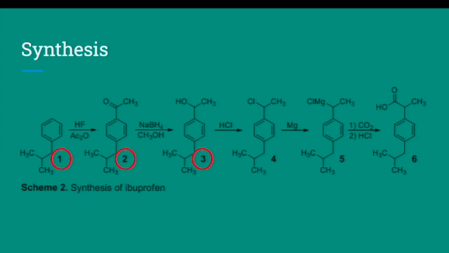The hydroxyl group is then replaced with chlorine and then reacts with magnesium to form a Grignard reagent. Carbon dioxide is then used to force a nucleophilic attack on the Grignard reagent, which gives you the ibuprofen we know and love.